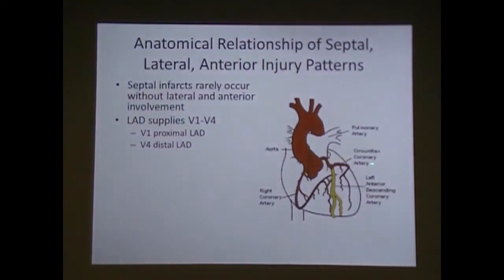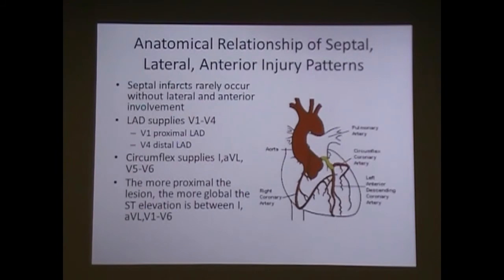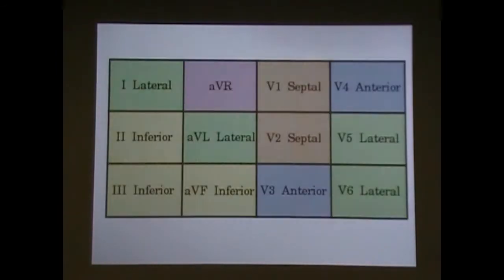The LAD, right here, so we've been talking about this, supplies V1 through V4, okay? So V1 is more proximal, V4 is more distal. Circumflex, everything we've talked about, is V5, V6 over here, lead 1 over here, AVL kind of thing. Again, I'm just reiterating, the more you see ST elevation, the more likely you've got a left main, and my life is going to be very difficult in the cath lab, and they're probably going to go get a CABG.